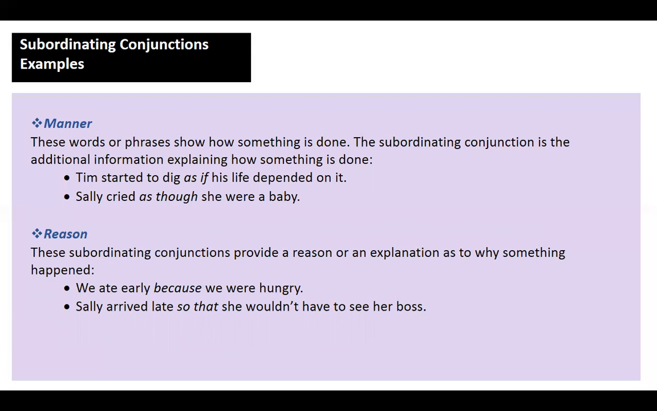And the last category, the seventh category, is reason. The subordinating conjunction provides a reason or an explanation as to why something happened. The first example is: we ate early because we were hungry. And the second example is: Sally arrived late so that she wouldn't have to see her boss.